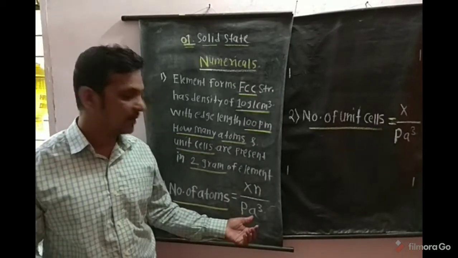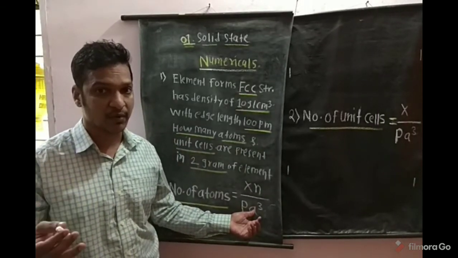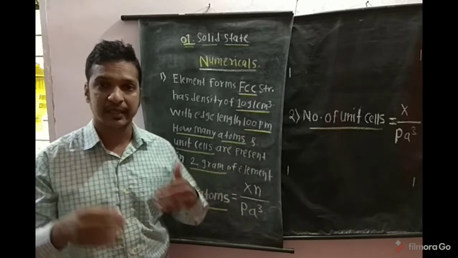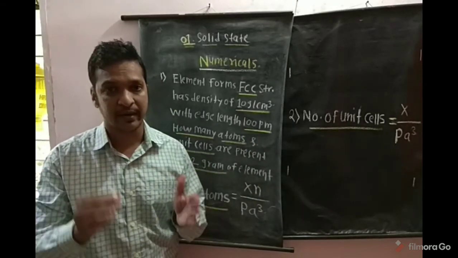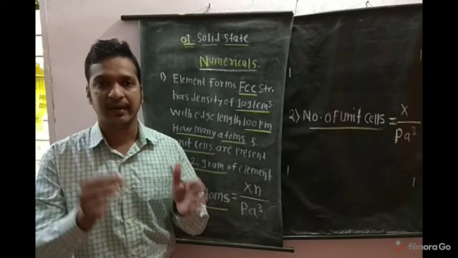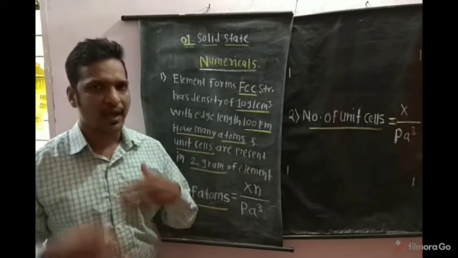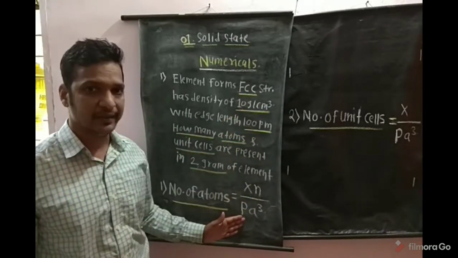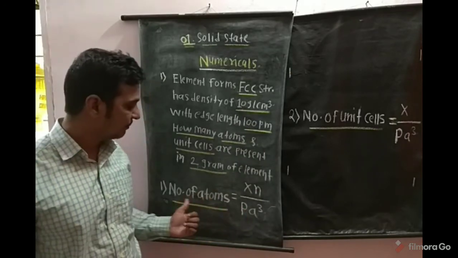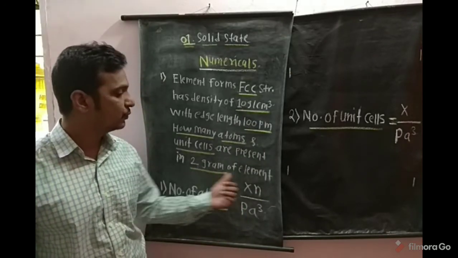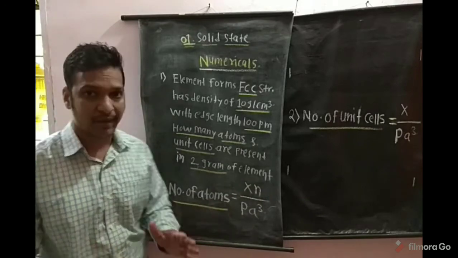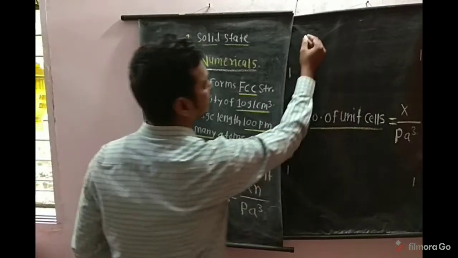But here we are putting the value in cubic form. So we have to convert this centimeter into cubic form. So it is bracket 100 into 10 raised to minus 10 bracket raised to 3. Now I am putting these values in this formula for the calculation of the number of atoms present in the 2 gram of the element.